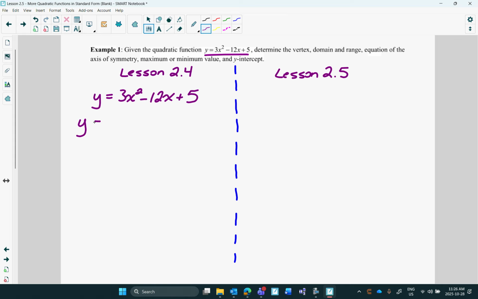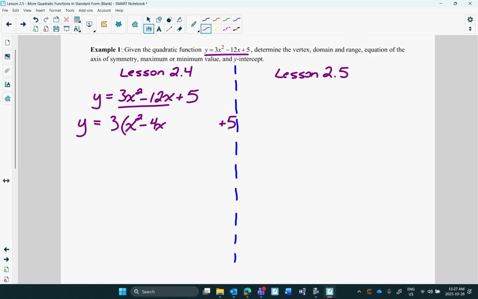When I complete the square on this, what's the first step I have to do in this one? Take the 3 out. Take the 3 out of these two. So when I divide the 3 out of those two terms, I'm left with x squared minus 4x. I don't take 3 out of this. That's over on the end. Why? Because I can only complete the square when I have an x squared, not a 3x squared.